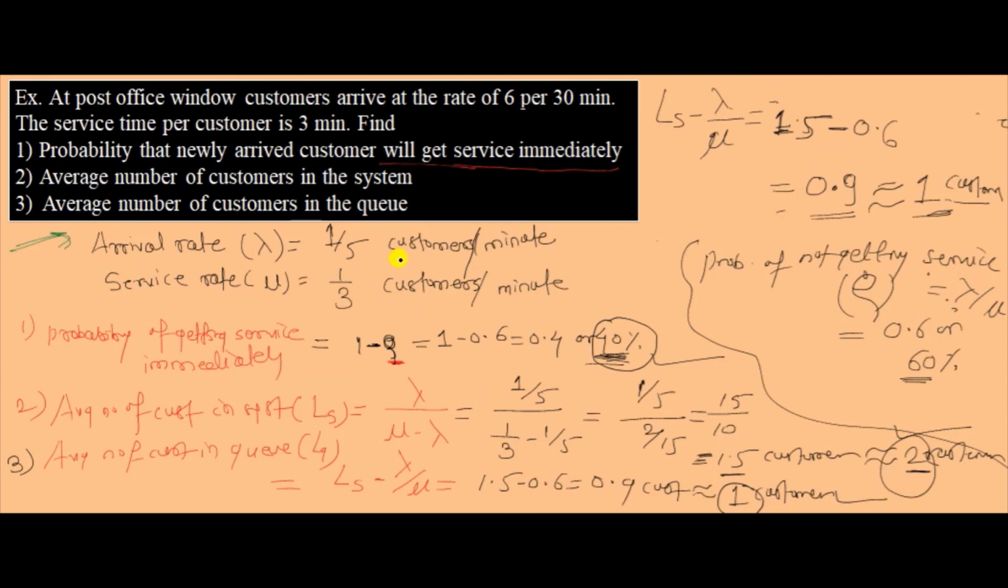So these are the things. Once again I will repeat that we only want two values, arrival rate and service rate. That is sufficient to get all the answers. It may be asked in any sense.